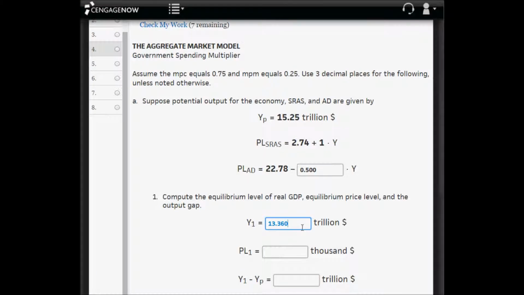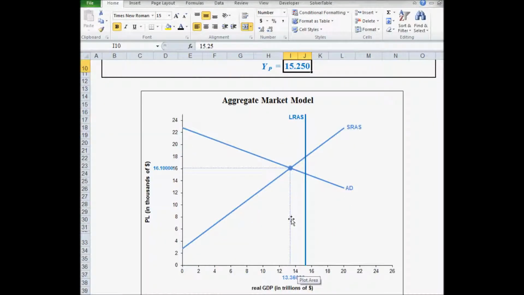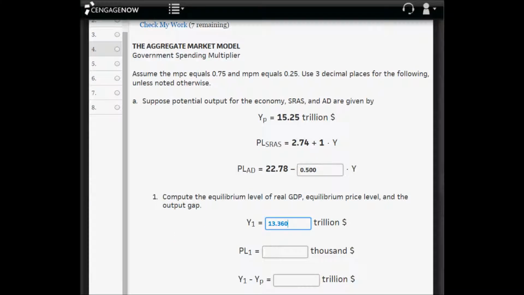Now, we want to compute the equilibrium level of real GDP, and it is equal to 13.36, because that is the intersection of aggregate demand and short-run aggregate supply, 13.360. The price level is 16.1. So I'm going to type in 16.100 here. The output gap is the difference between what real GDP is and potential.